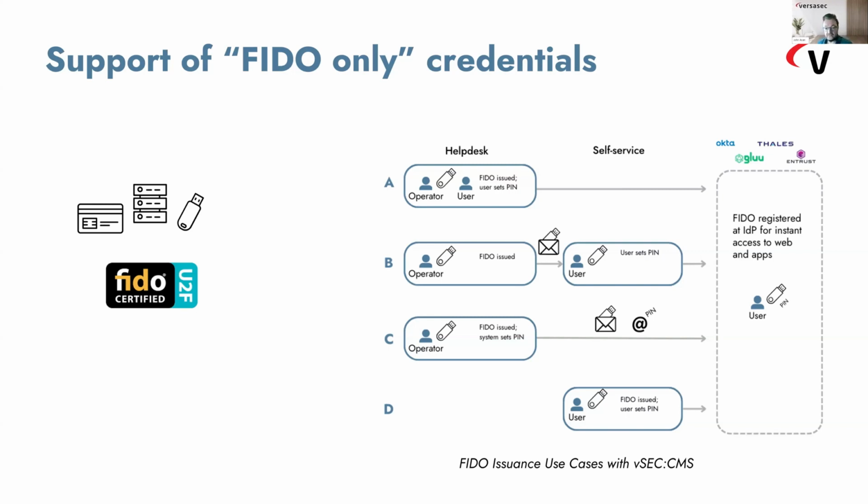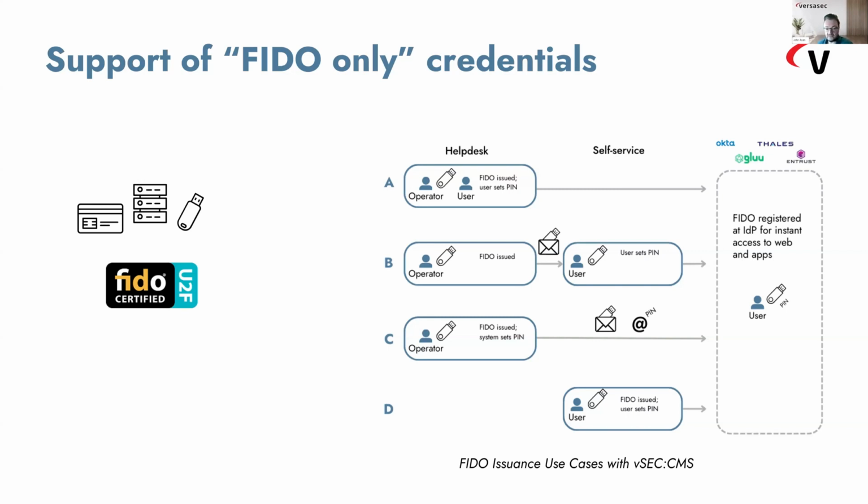Option B, again, it's centralized. The operator issues the token or the credential and then distributes that credential to the user, who at a later point would set their PIN via self-service. Could be good or ideal for remote teams that still want to maintain central issuance.